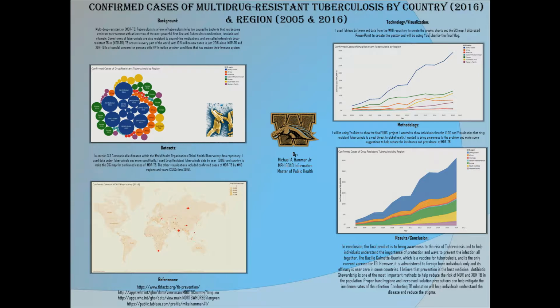TB is spread from person to person through the air, and about 1/4 of the world's population has latent TB. However, the purpose of this presentation is to focus on multidrug-resistant TB. MDR-TB is a form of TB that doesn't respond to isoniazid and Rifampin, which are two of the most powerful first-line anti-TB drugs. MDR-TB is treatable and curable by using second-line drugs.